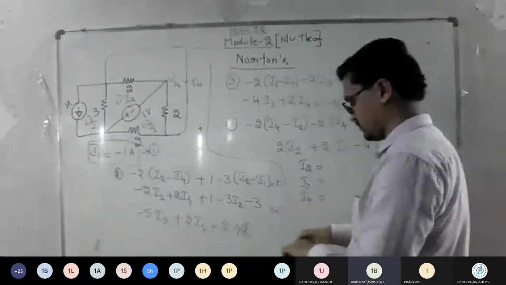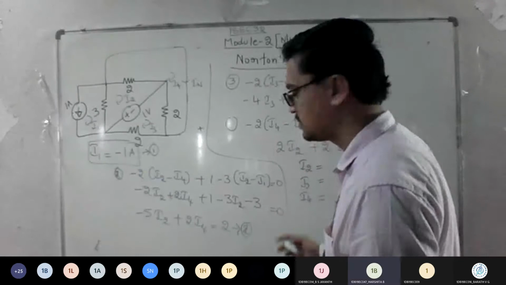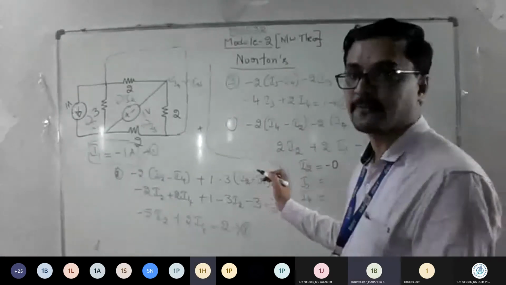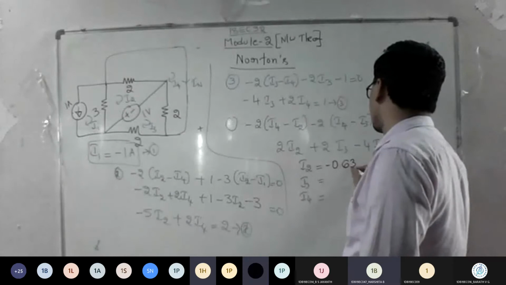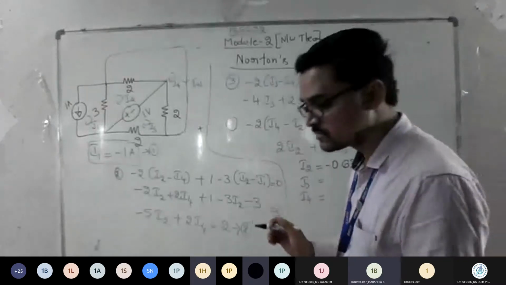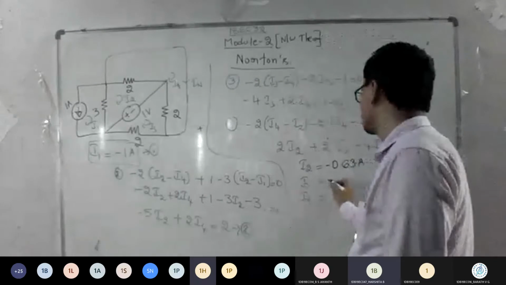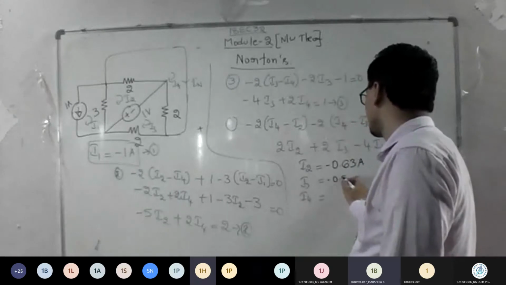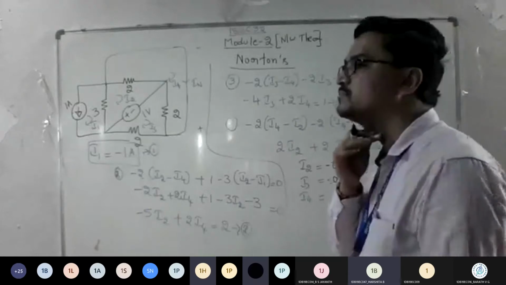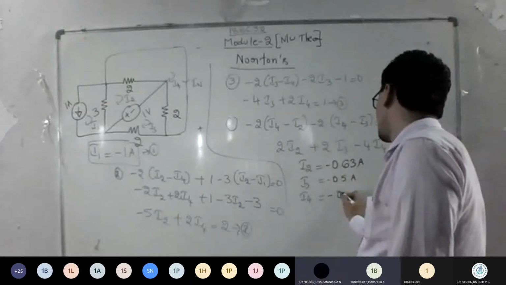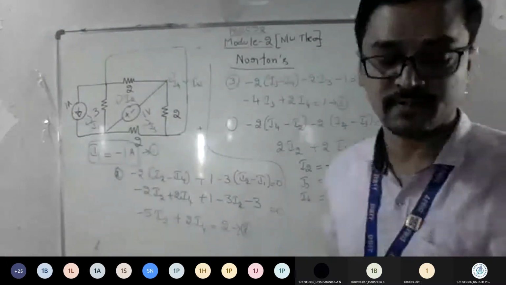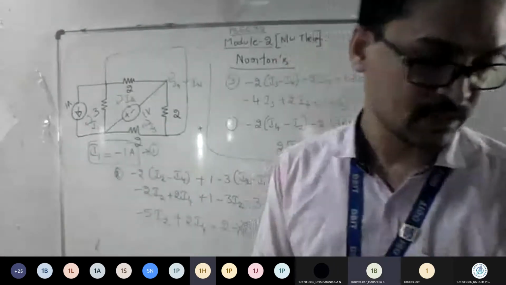Minus 0.63. I2 is -0.63? Yes, sir. I3? -0.54. Okay. And I4 is 0.59. So is this the answer you all got? Yes, sir.